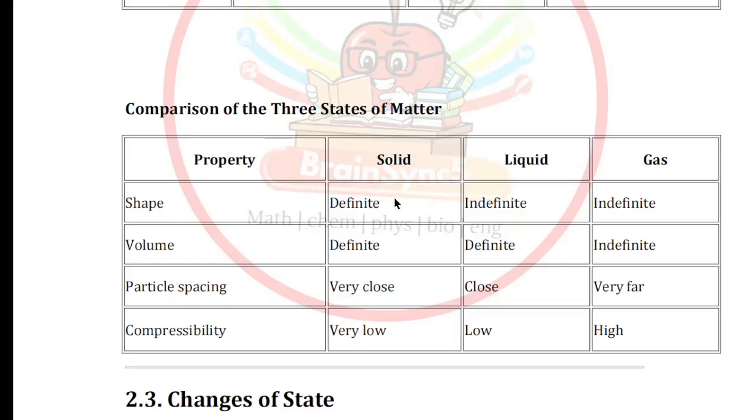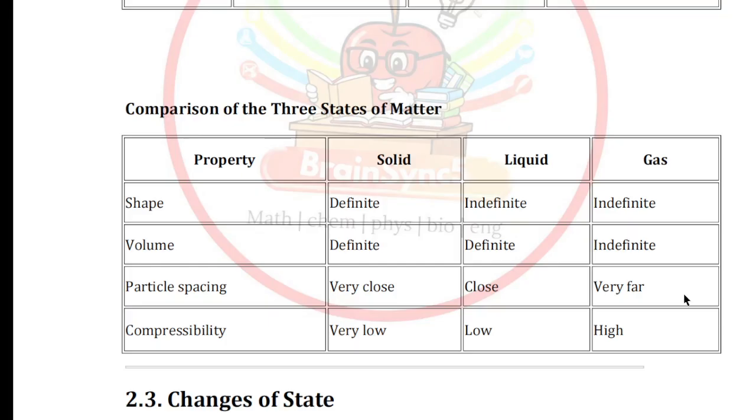In solid, it has a definite shape. Liquid, it's indefinite because it takes up the shape of the container. Same with gas, it is indefinite. It has no definite shape. Volume, it is definite. In liquid, also definite. In gas, indefinite. Particle spacing, they are very closely packed in solid. Liquid, close, but not as close as the solid. Gas, very far apart. You get?